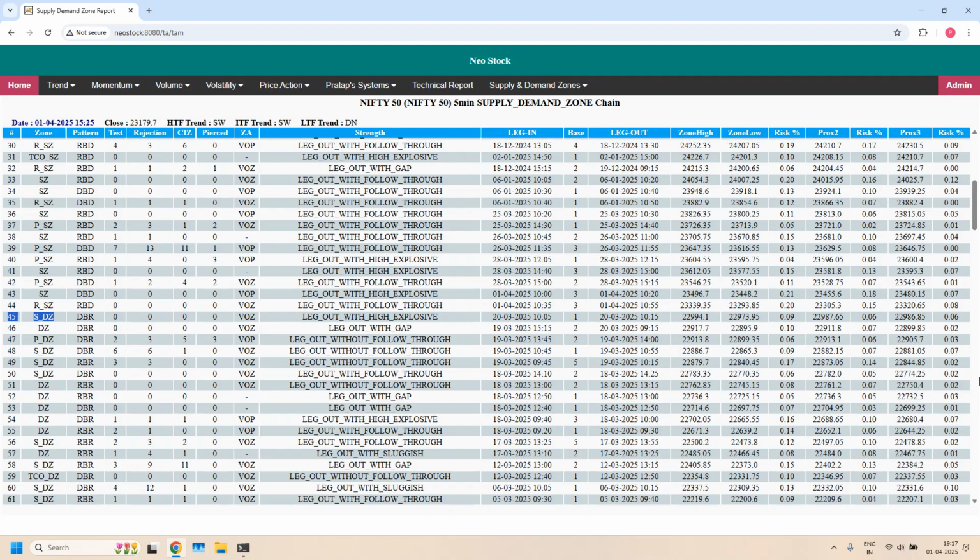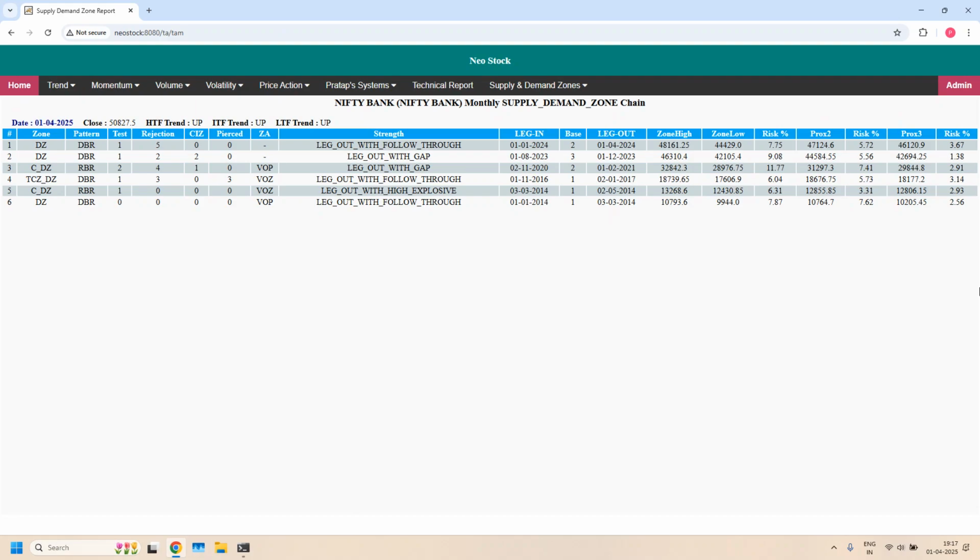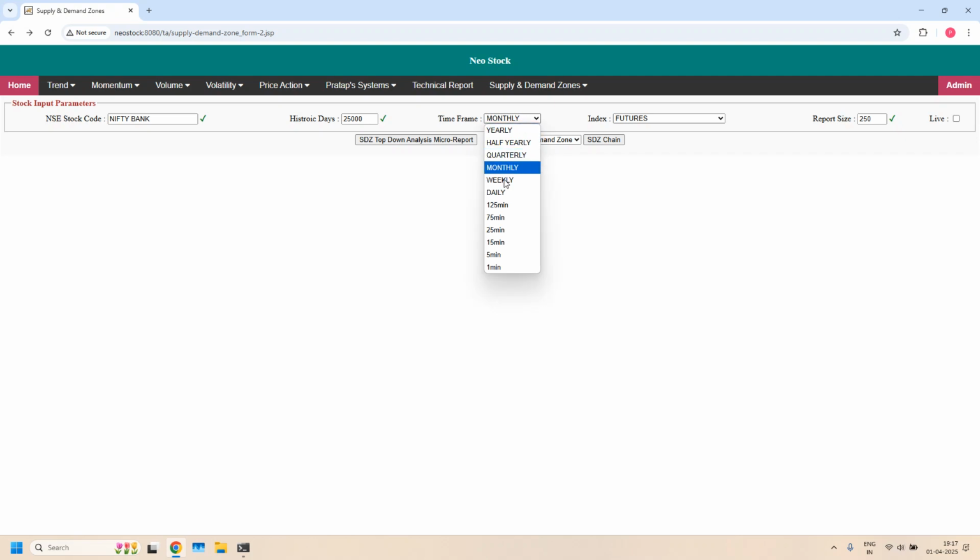Next, I will generate Bank Nifty supply demand zone chain. That is nothing but Nifty Bank. So generating monthly supply demand zone chain for Bank Nifty. Okay, next, generating weekly supply demand zone chain for Bank Nifty.